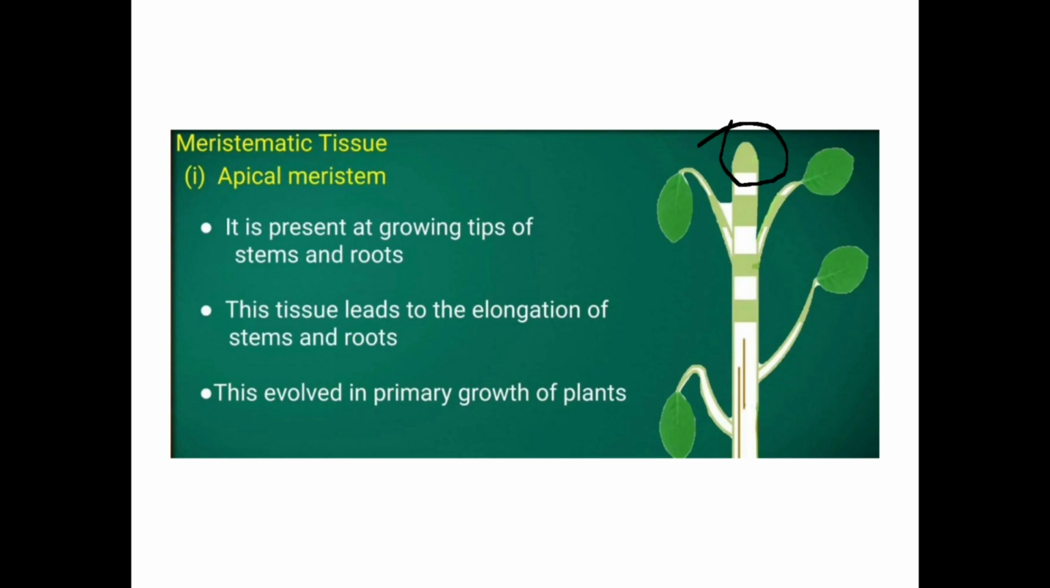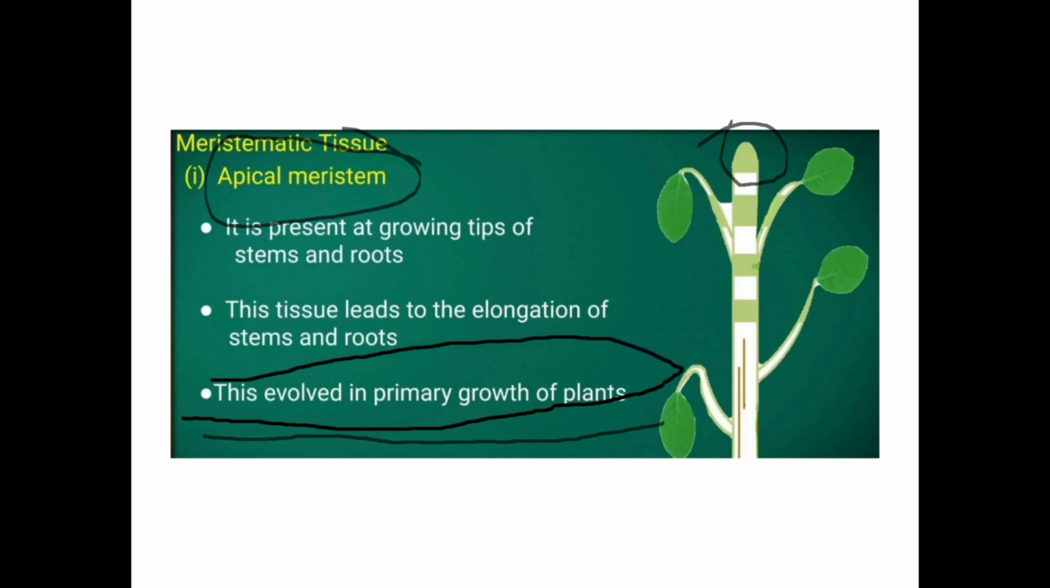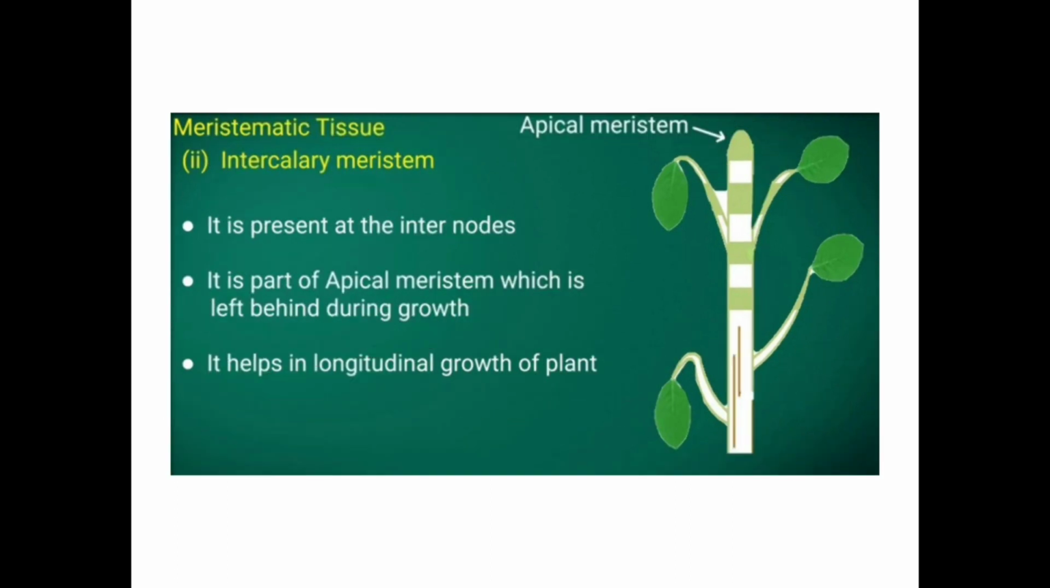This tissue leads to elongation of the stems and roots. So due to this apical meristem only, the plant will be getting elongated. The plants will be growing due to this apical meristem only; they are elongating. This is involved in the primary growth of the plants. So this is an important point: apical meristem is involved in the primary growth of plants.